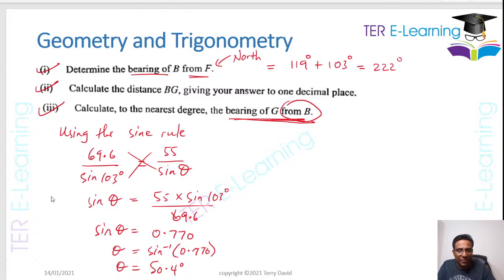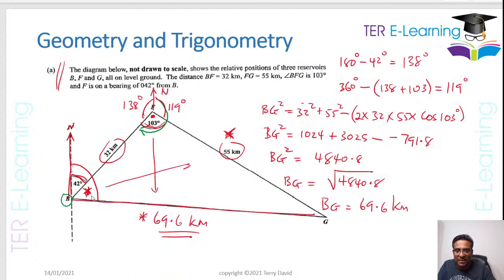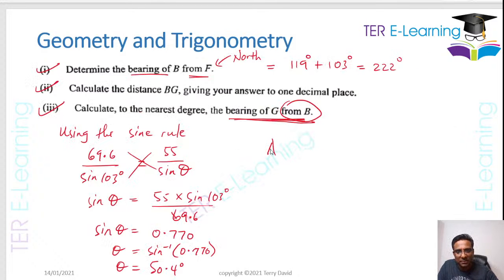But we haven't finished the question as yet, because that 50.4 degrees is only this angle here. So the bearing that they're asking us for is this whole angle here. So that's 50.4 plus 42. So my answer, right, is 50.4 plus 42 degrees, right? And that's going to give me 92.4 degrees. Hopefully I don't have a mistake there, right? So this is basically how we do a bearing question.